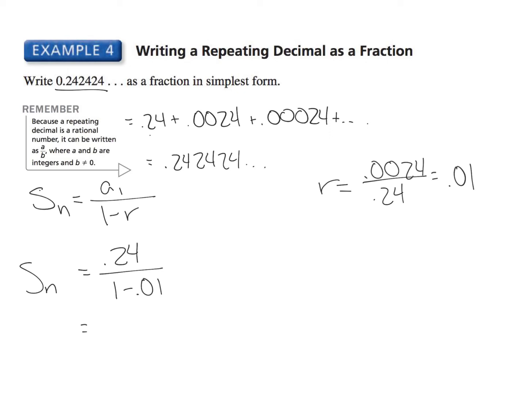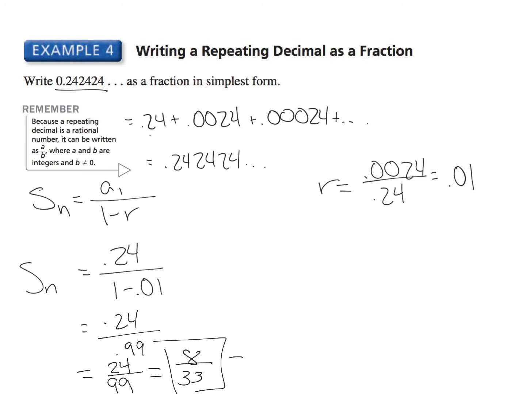So simplifying this down, I end up with 0.24 over 0.99, which is 24 over 99. And then I can take a 3 out of everything, and that leaves me with 8 over 33. So 8 over 33 is equivalent to 0.242424, repeating on forever.